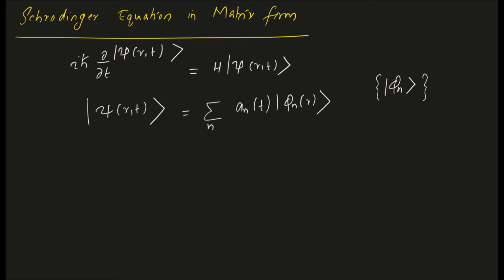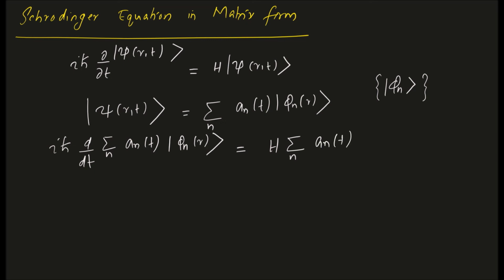We have seen it many times. So the Schrodinger equation can be written as i h cross d by dt of the summation over n of a_n(t) phi_n(r) is equal to the Hermitian operator H acting on the summation over n of a_n(t) phi_n(r).